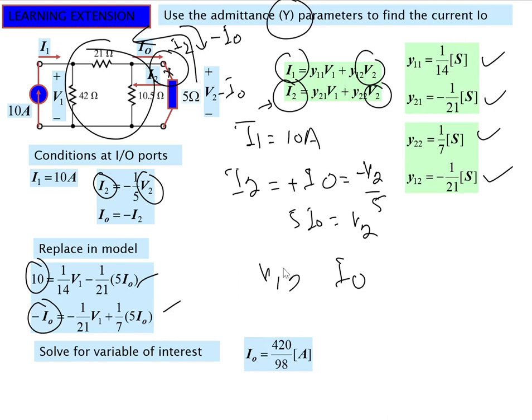Then solve these two equations and you can get the value of V1 and I0. We are not interested in V1, we will just calculate I0, which turns out to be this one. So this is the procedure.